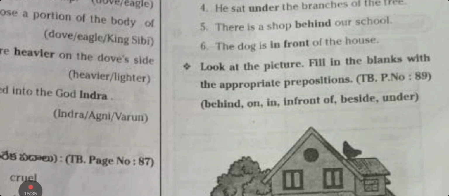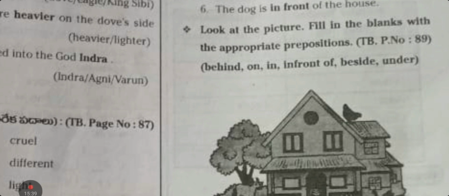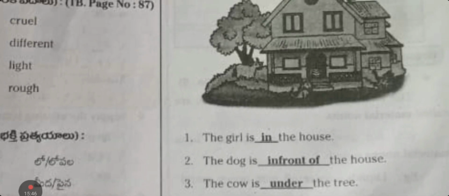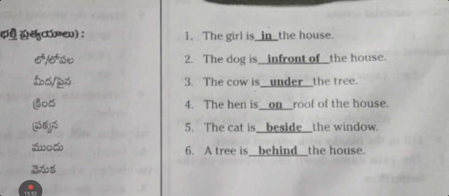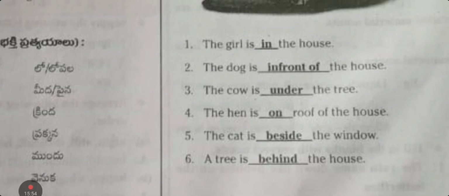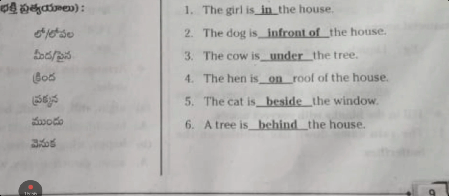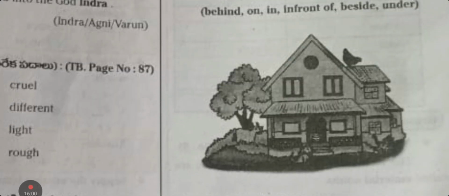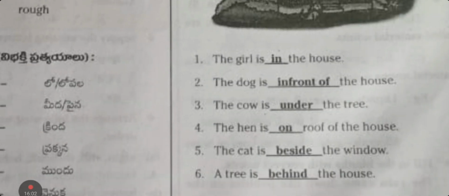Look at the picture, fill in the blanks with the appropriate prepositions. Behind, on, in front of, beside, under. The girl is in the house. The dog is in front of the house. The cow is under the tree. The hen is on the roof of the house. The cat is beside the window. A tree is behind the house. You can see the picture and answer these questions.